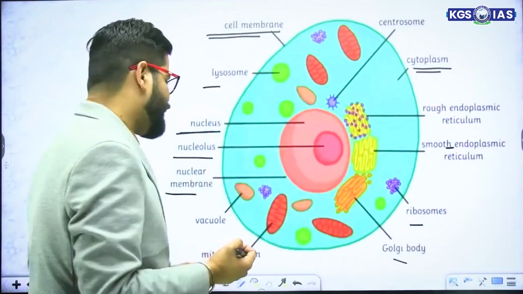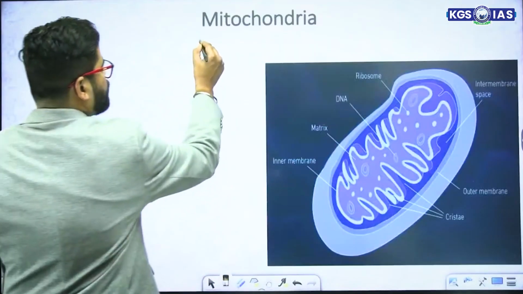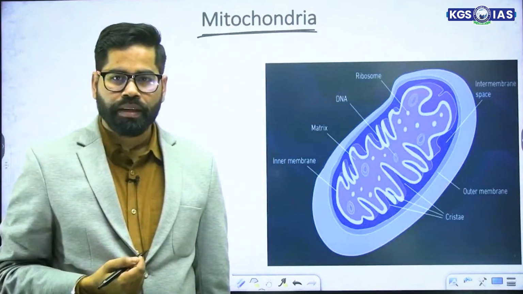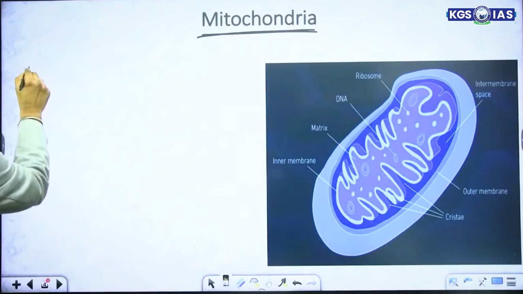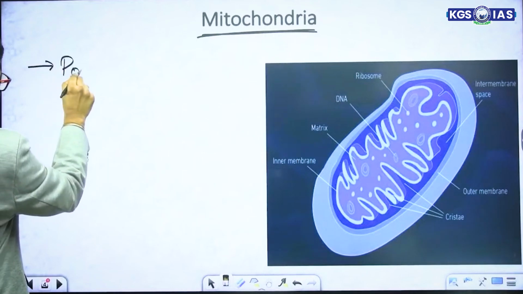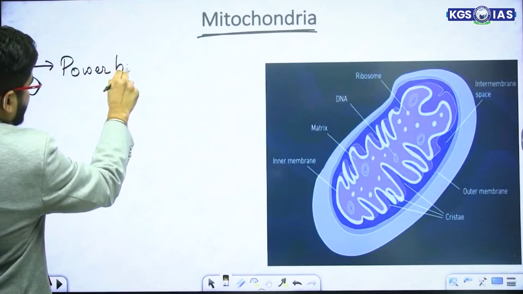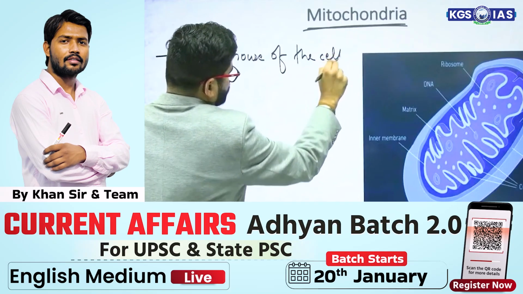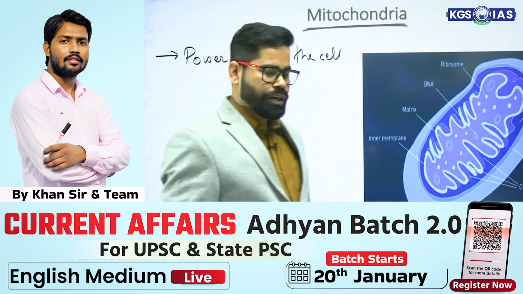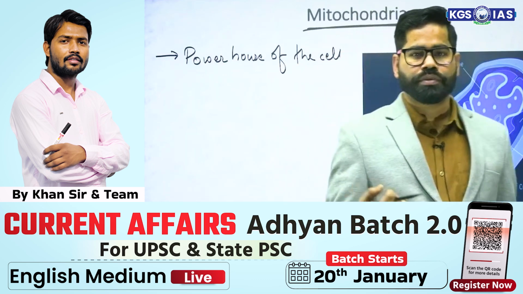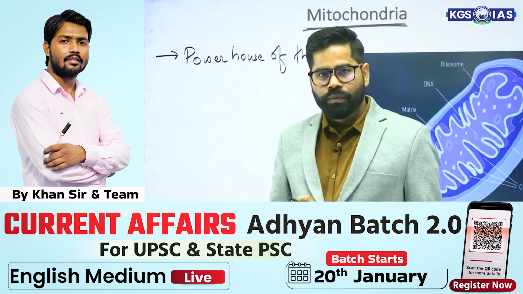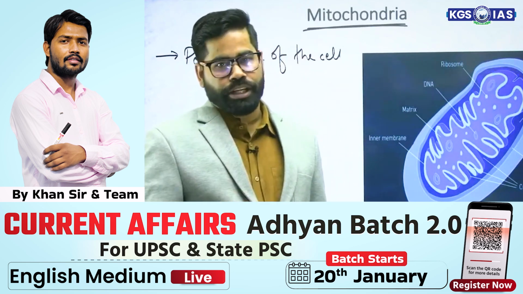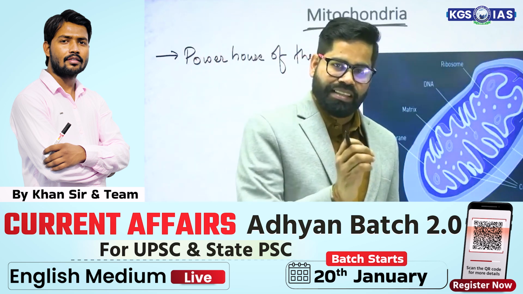The first thing we are going to discuss is mitochondria. You know that this mitochondria is called the powerhouse of the cell. It is the one responsible for releasing or producing the energy inside the cell.